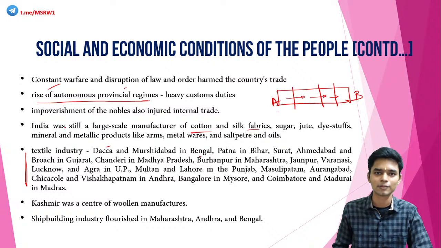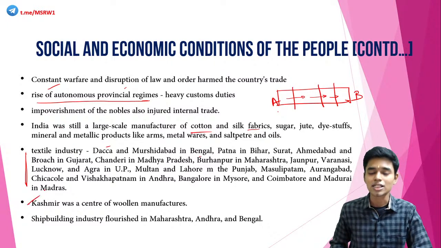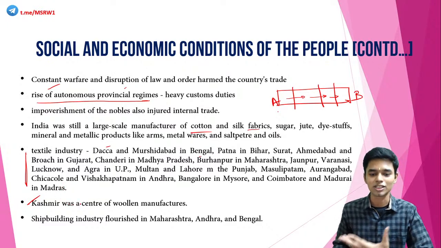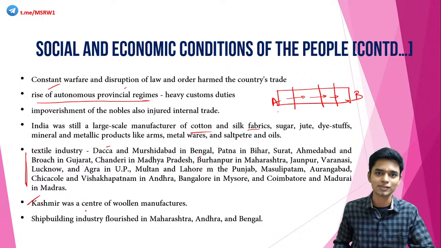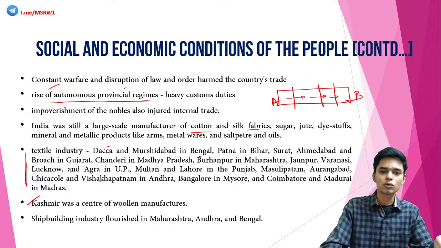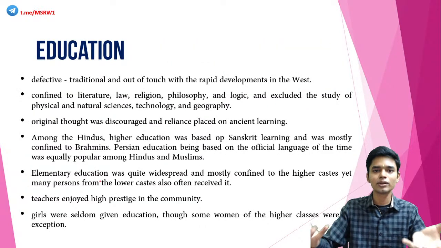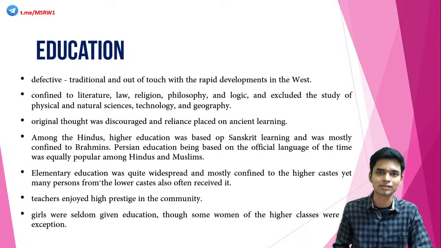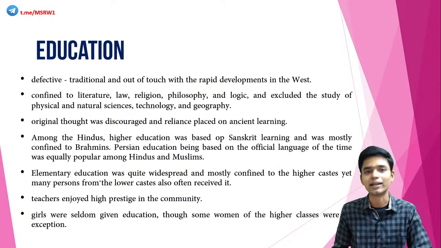It's available there. Then Kashmir was a chief center of woolen manufacture. The shipbuilding industry flourished in Maharashtra, Andhra, Bengal, all these places. So India was still doing pretty well despite all these negative aspects that came up in the 18th century.